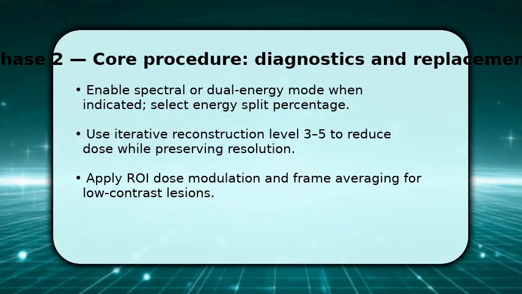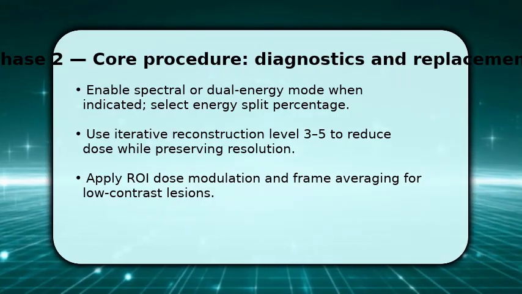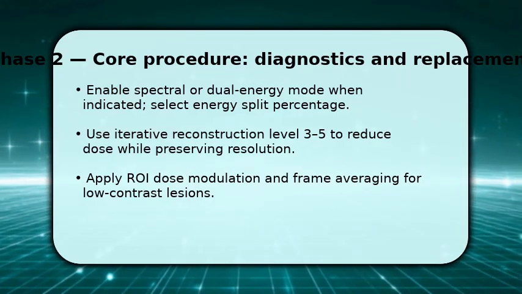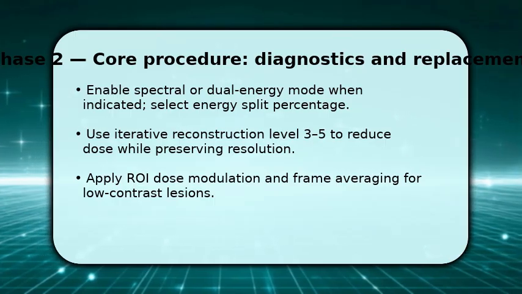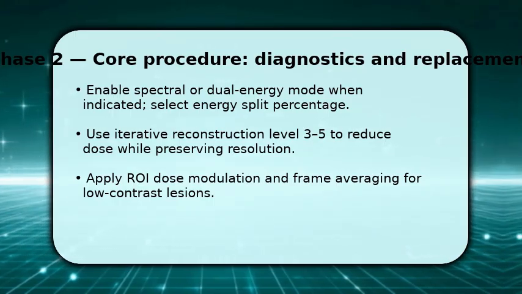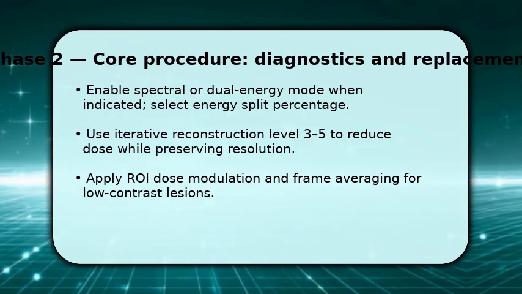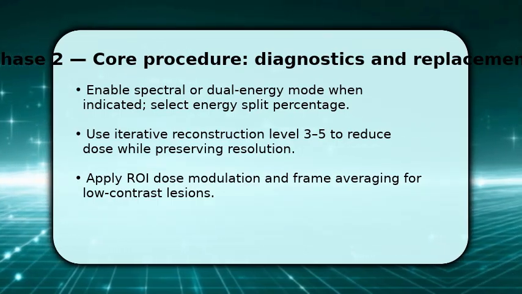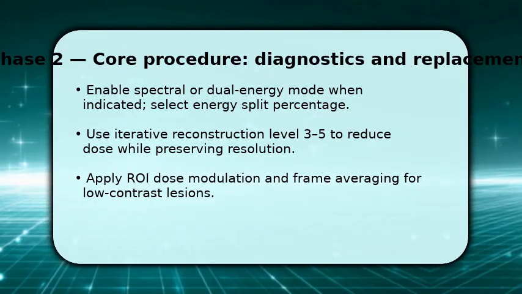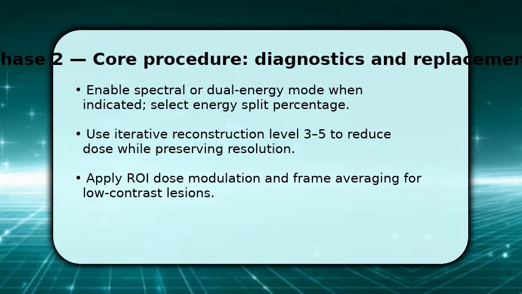You now switch to advanced acquisition. Enable spectral or dual energy if the study requires material separation, and choose an energy split percent that balances contrast and noise. Then, set iterative reconstruction to a moderate level, 3 to 5, to cut dose without losing diagnostic detail.